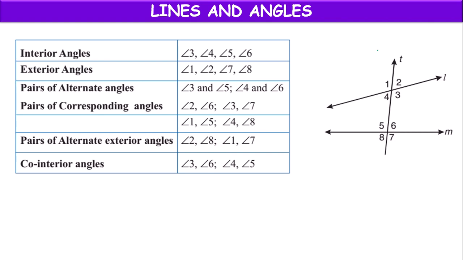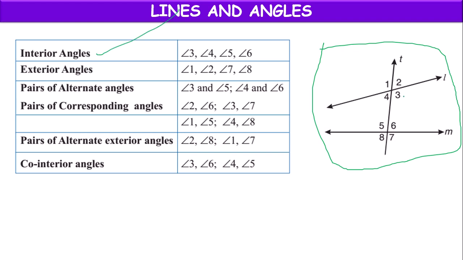So here children, let's see the angles according to this diagram. Interior angles: 3, 4, 5, 6, these are all interior angles. These are all only interior angles, which are lying in the interior part of the transversal. They are not pairs of angles, they are single angles. These 4 angles lie in the interior part of the transversal.